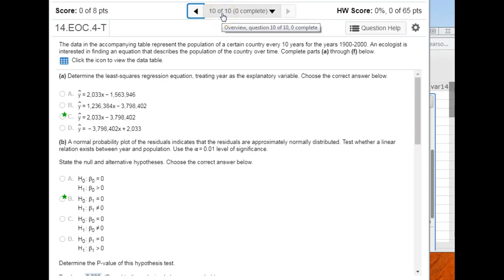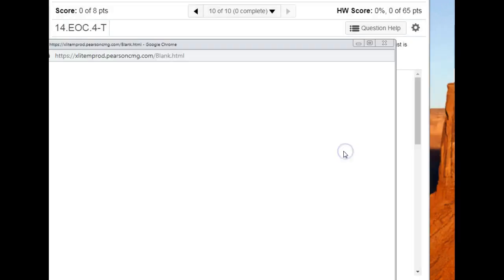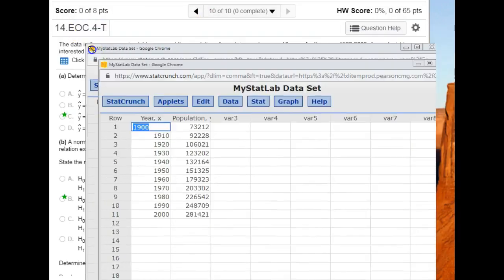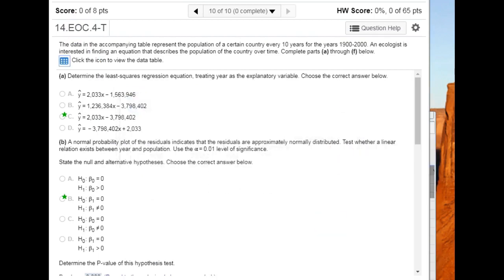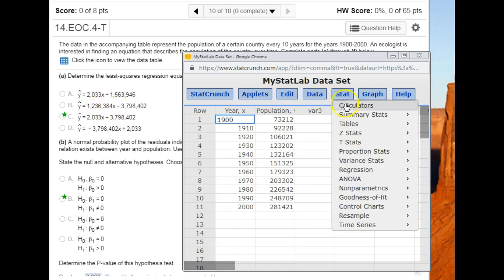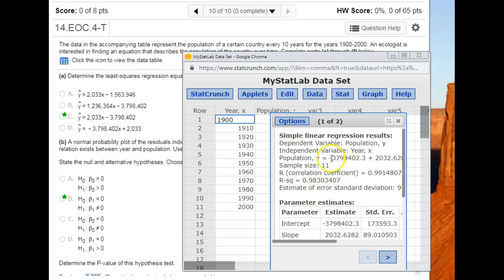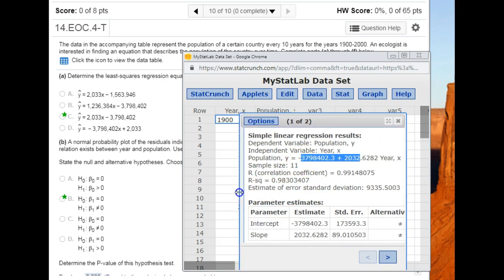Number 10 here, very similar to number 8. We're looking at the population of a country as it's changing over time and seeing if that change in time can be used to predict what the population will be. So first find the least squares regression equation: stat, regression, simple linear. Can the year be used to predict the population? You hit compute and you get the least squares regression equation up there at the top.